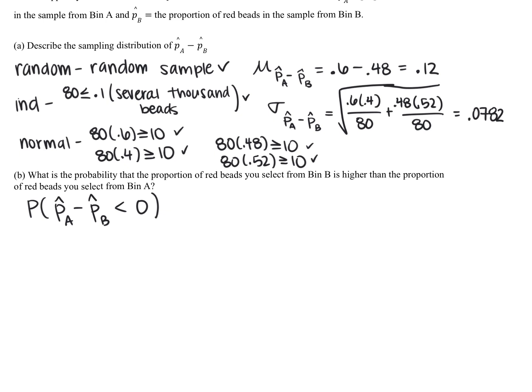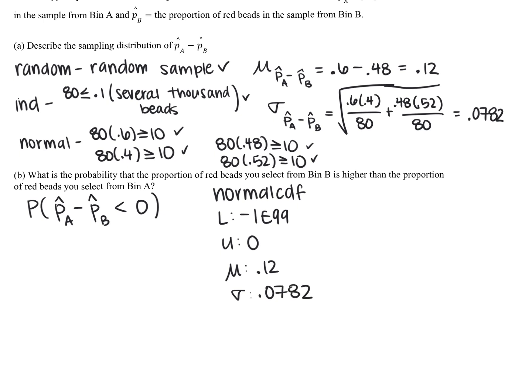So we're looking for the probability that their difference is less than 0. Because I've already checked all of my conditions, I can go ahead and go to normal CDF. My lower bound is going to be negative 1E99. Upper bound is going to be 0. My mean is 0.12, and the standard deviation is 0.0782.